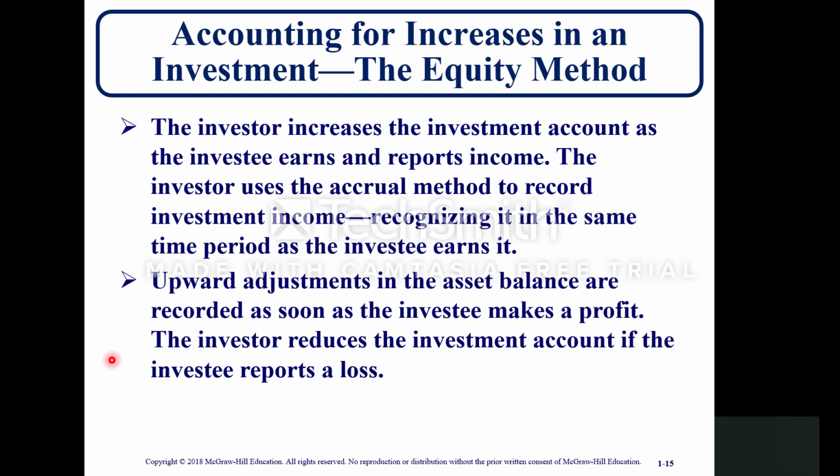So accounting for increases in the investment in the equity method, the investor increases the investment account as the investee earns and reports income. The investor uses the accrual method to record investment income, recognizing it in the same time period as the investee earns it. And upward adjustments in the asset balance are recorded as soon as the investee makes a profit. The investor reduces the investment account if the investee reports a loss.